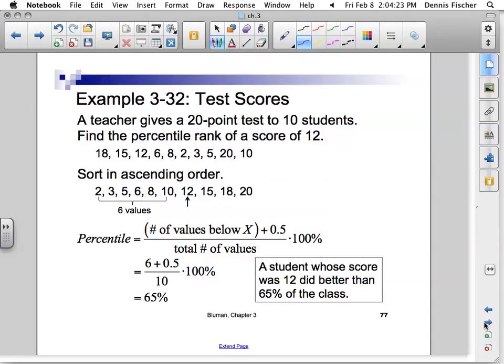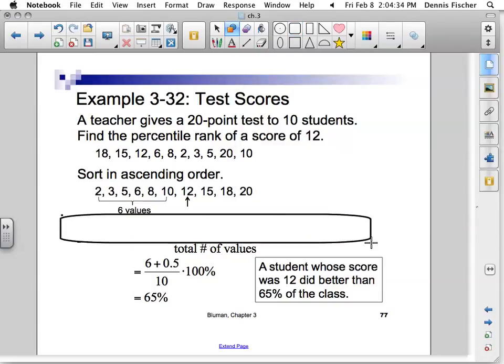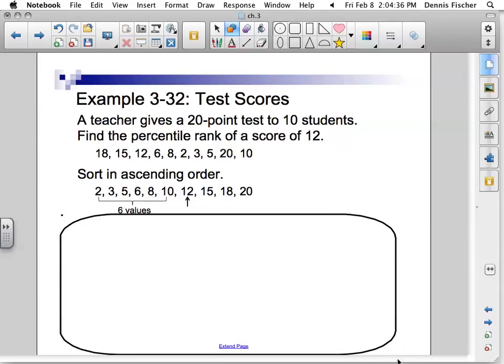Okay, let's look at this order. It says here, a teacher gives a 20-point test to 10 students, find the percentile rank of the score of 12. So the first thing you're going to have to do is put the numbers in order. So we put the order: 2, 3, 5, 6, 8, 10, 12, 15, 18, and 20.